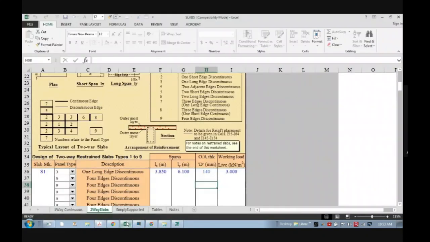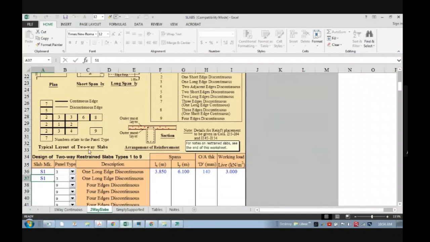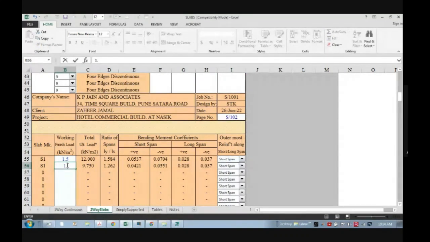चलो, करता हूँ मैं. 3 कैसे होगा ना फिर. 3 नहीं होगा ये. 3 is fine. Okay. Now, कितना ये 6.1. LX is shorter span, LY is bigger span, that is 7.7. Thickness, let's assume start with 140 and live load is 3 and SIDL is also 1.5.